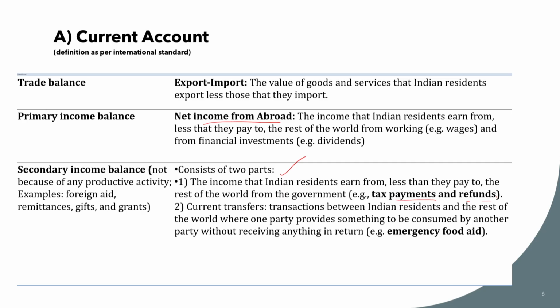And then the second part is current transfers. These are transactions between Indian residents and the rest of the world, where one party provides something to be consumed by another party without receiving anything in return. For example, emergency food aid or any grant or gift to meet natural calamities or any other emergency. That is just a current transfer, not given for any productive services.